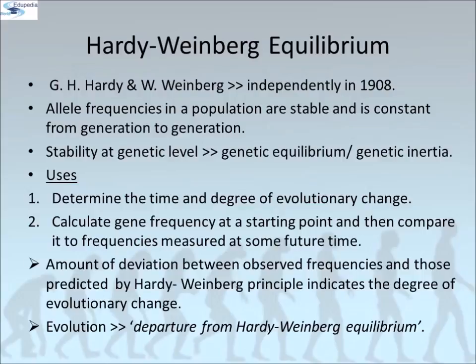What are the uses of Hardy-Weinberg principle? It helps geneticists to determine the time and degree of evolution. This principle is used to calculate gene frequency at a starting point and then compare it to frequencies measured at some future time. The amount of deviation between observed frequencies and those predicted by the Hardy-Weinberg principle indicates the degree of evolutionary change. Therefore, evolution is said to occur when there is an upsetting of equilibrium or overcoming of inertia. In other words, evolution is a departure from Hardy-Weinberg equilibrium.